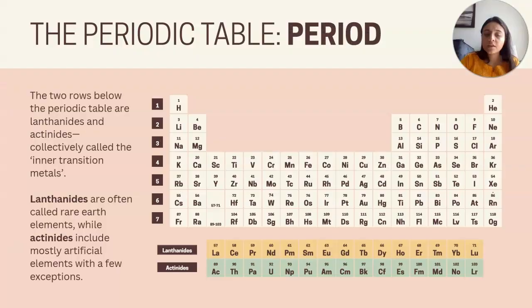Okay. So now we are going to see what these two lines are which are present below the periodic table. Actually, they are running horizontally.